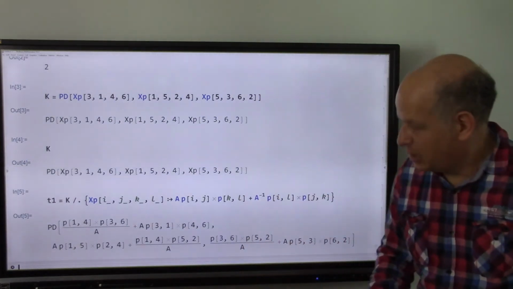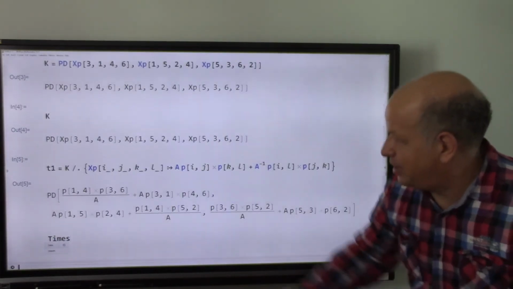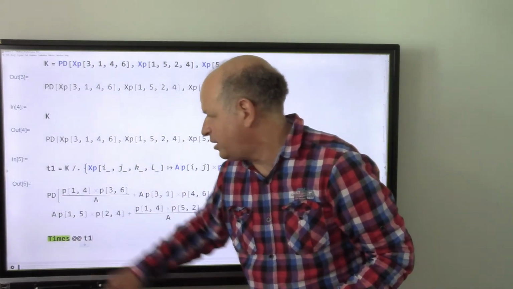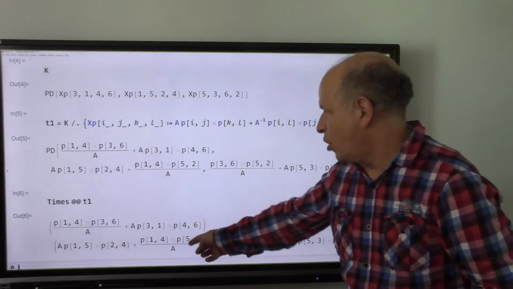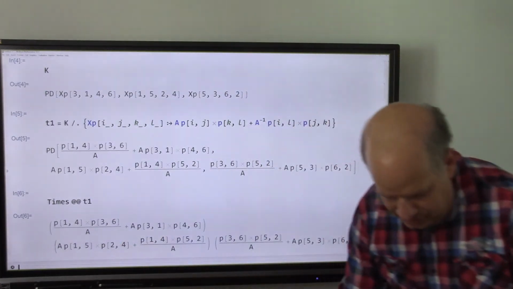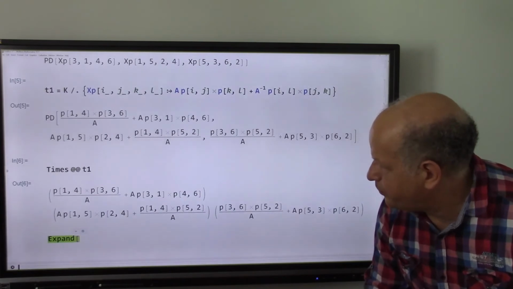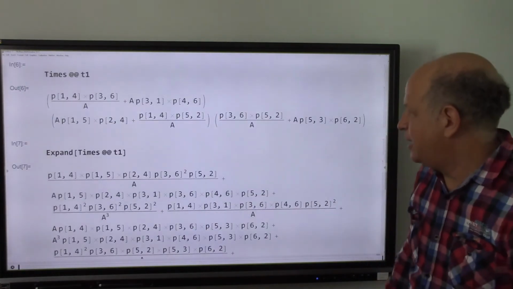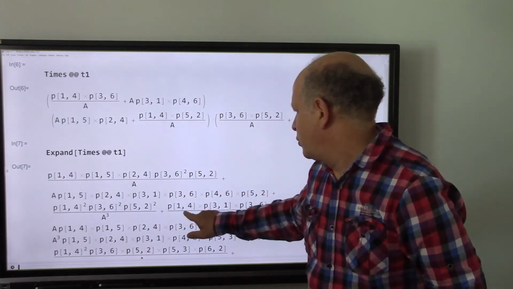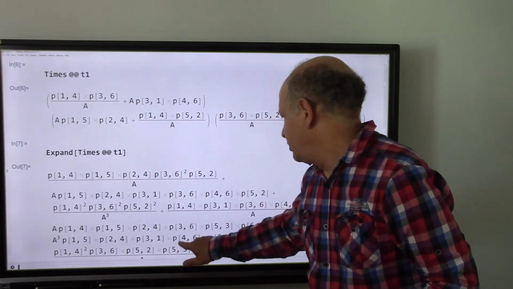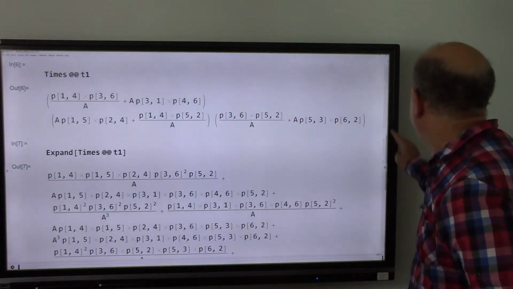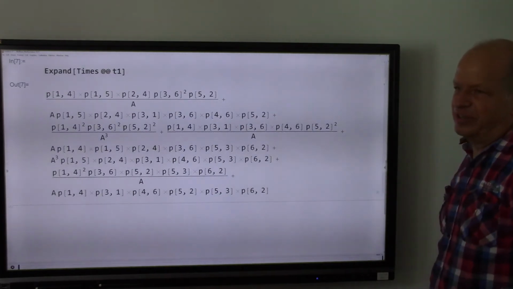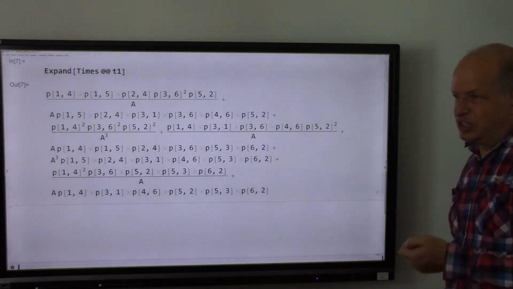So let me show you how it happens. So first of all, here is times, which means multiplication. So if I replace the head of T1 from PD to times, then you get a product of things. And now if I expand the same thing, times replacing the head of T1, I get 1, 2, 3, 4, 5, 6, 7, and hopefully there is another one at the bottom. Well, there should be eight terms here. Each term stands for a smoothing.